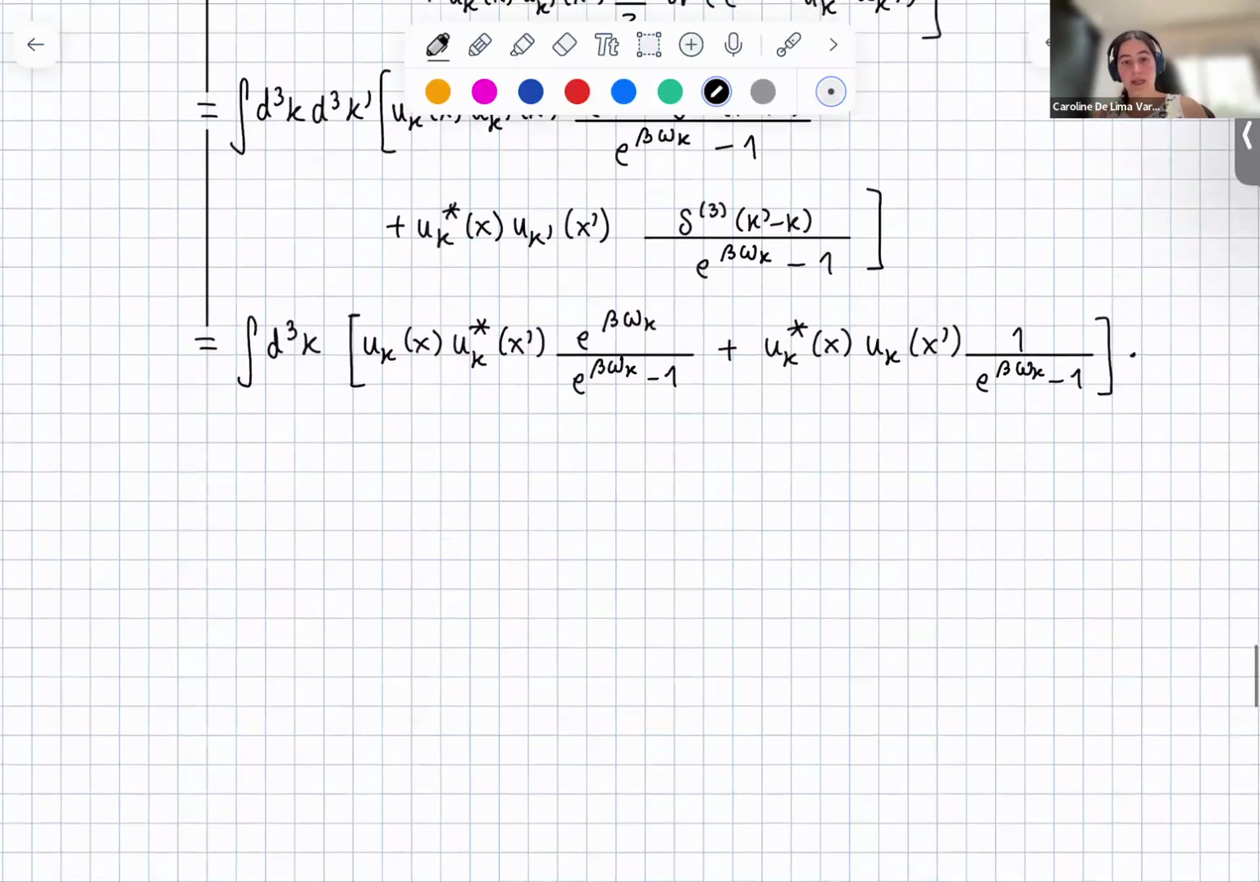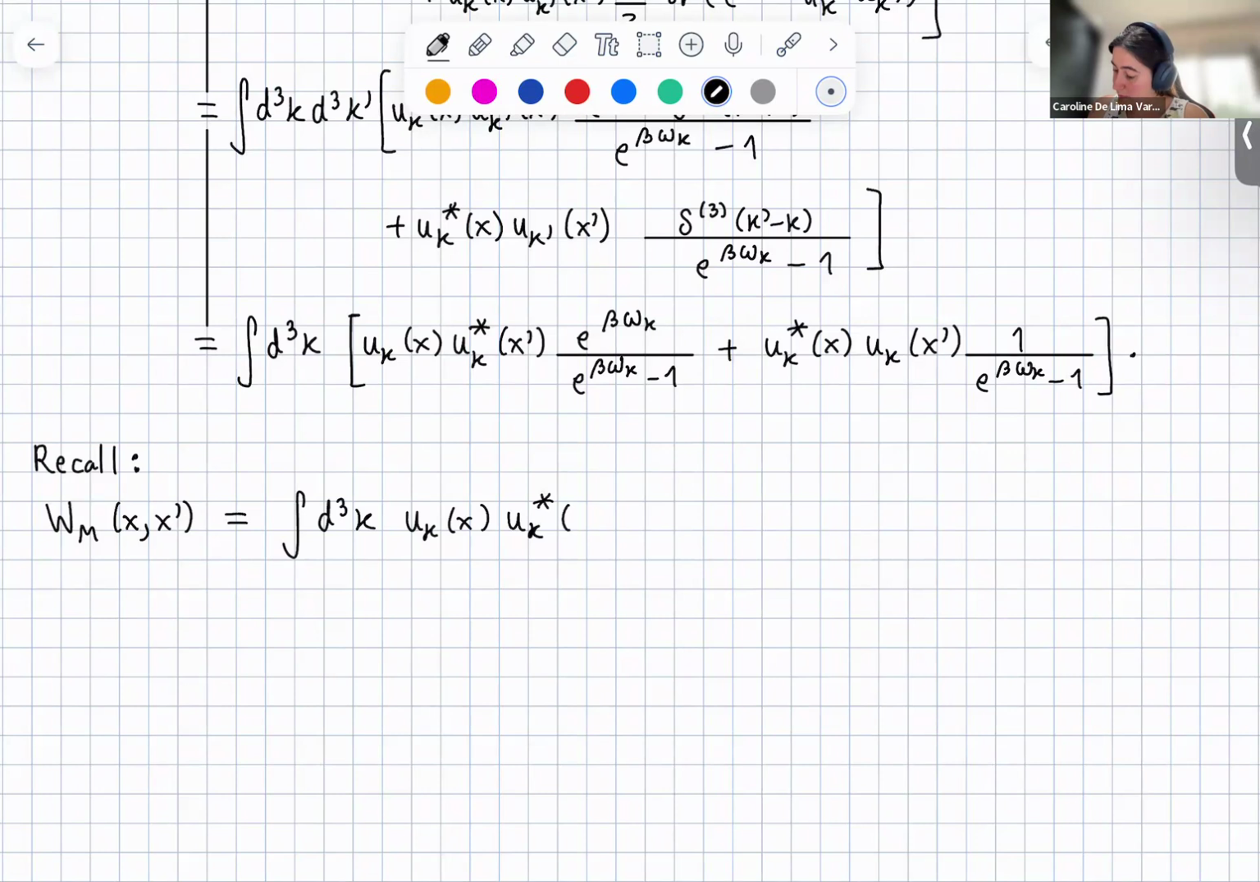Okay, so one could say, well, this is the final expression. And I think this is a good expression, but we're going to go a little bit further. So let's recall the expression for the Wightman function. We have the Wightman function from Minkowski. It is given by the integral over d3k of u_k(x) u_k*(x'), right?